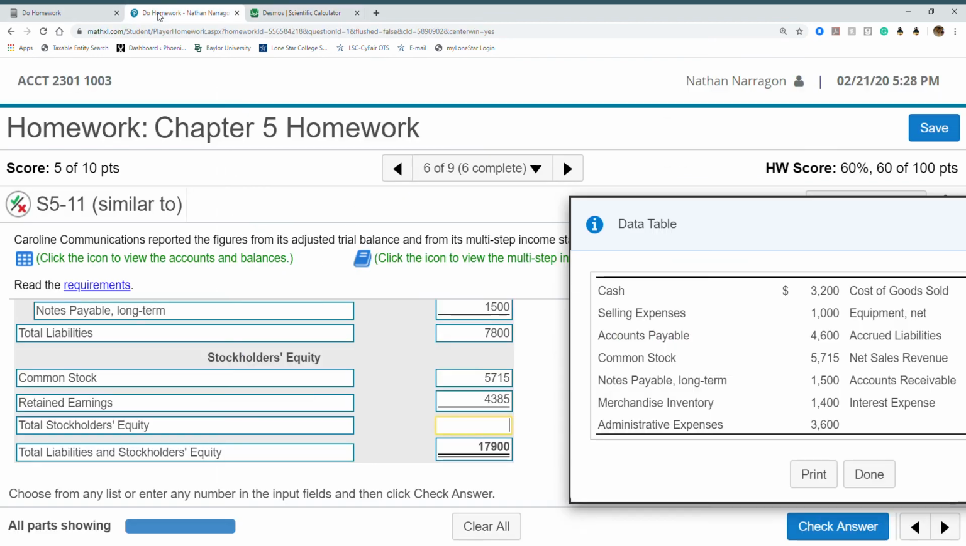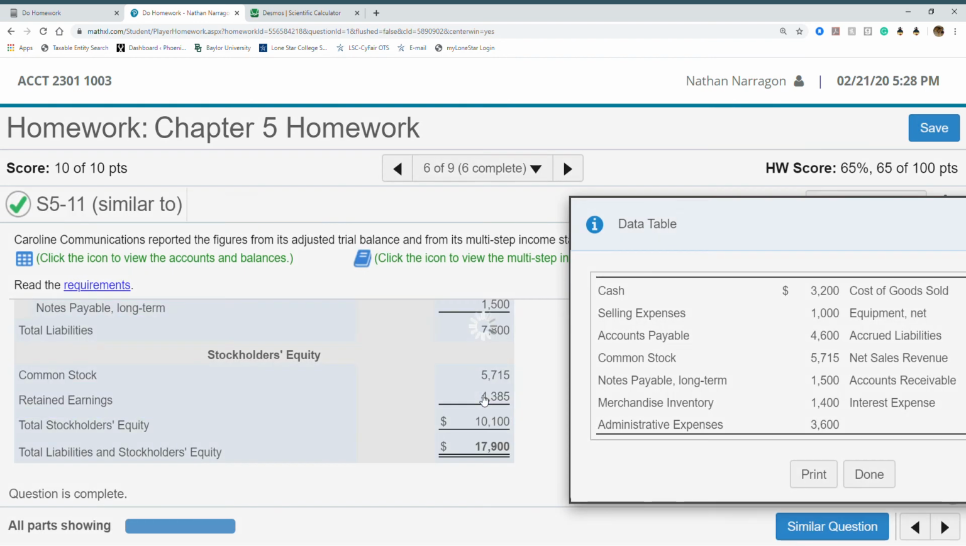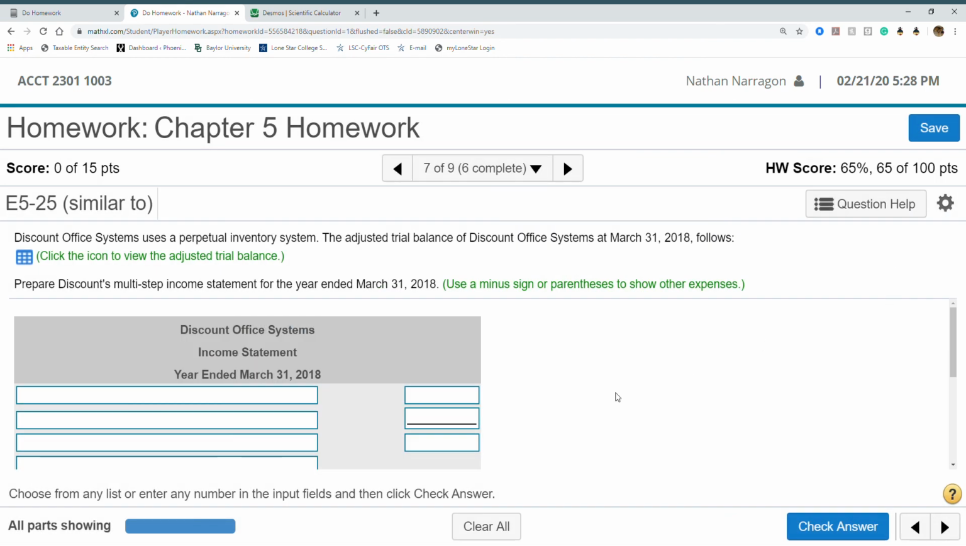And we're at 10,100. Which of course, if you already check, these do match up to the 17,900. So all we have to do is hit check and we're good to go. That took a little bit.